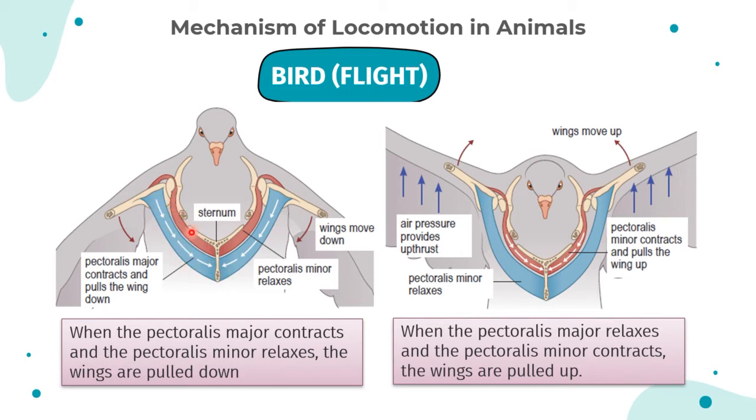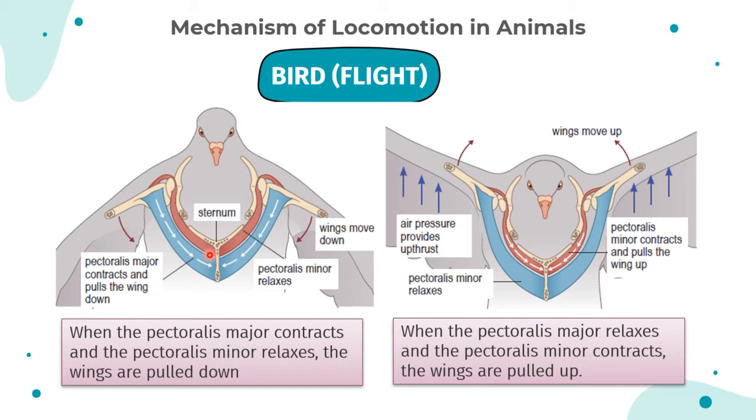In the inner layer, the pectoralis minor. So minor is on the inner side, and on the outer side is pectoralis major. And this is referred to as the sternum, the bone here. So the muscles involved in the locomotion of birds are pectoralis major and pectoralis minor.